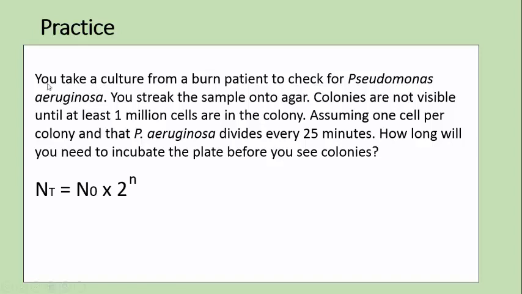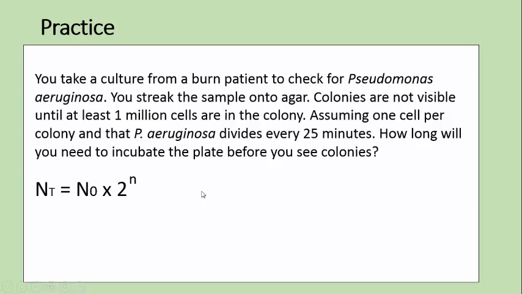All right, so you take a culture from a burn patient to check for Pseudomonas aeruginosa. It's a common organism that infects burns, and you streak the sample onto agar. Colonies are not visible until at least 1 million cells are in the colony. So 1 million, if you write that out, is 1 with 6 zeros. Assuming 1 cell per colony and that the P. aeruginosa divides every 25 minutes, how long will you need to incubate the plate before you see colonies?